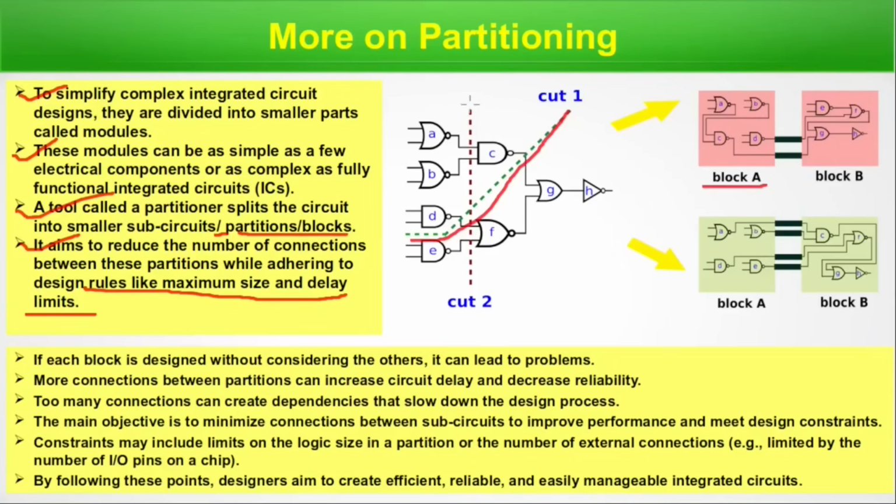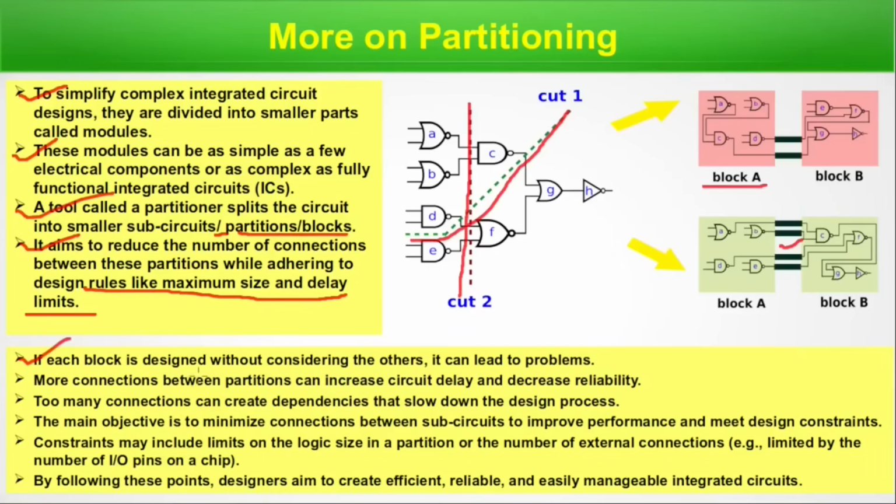Now if we divide the circuit in a different way, like A, B, D, E in one block and C, F, G, H in another block, keeping the same functionality, the number of interconnects here becomes 4. So how we arrange the gates, depending on their functionality and the interconnection between them, determines the number of interconnections.